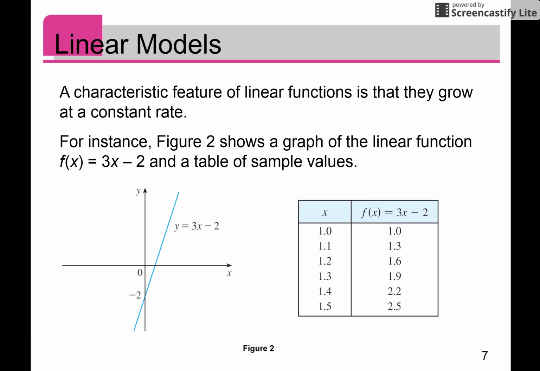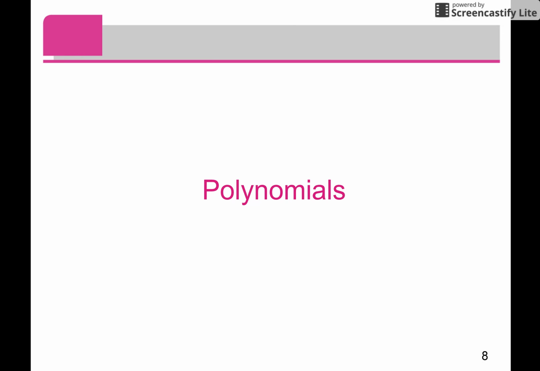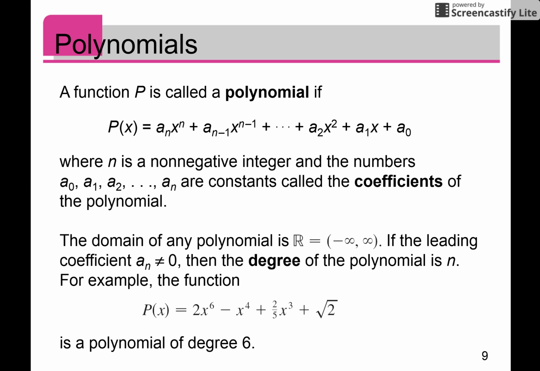So as I just mentioned, the key defining feature of a linear model is that the slope is constant. Notice that these are all going up by the same increment, so are these. So my y value is increasing at the same rate, which is what defines it to be a constant slope, okay? Now, a linear function is a type of polynomial. A polynomial is any function of this form right here.